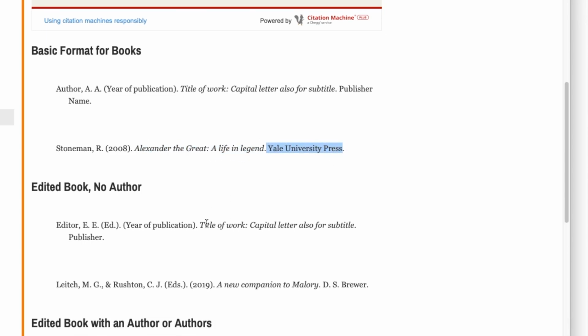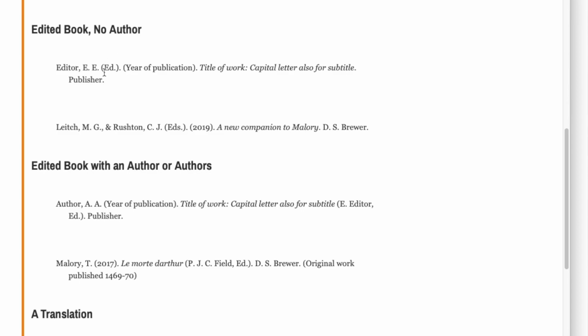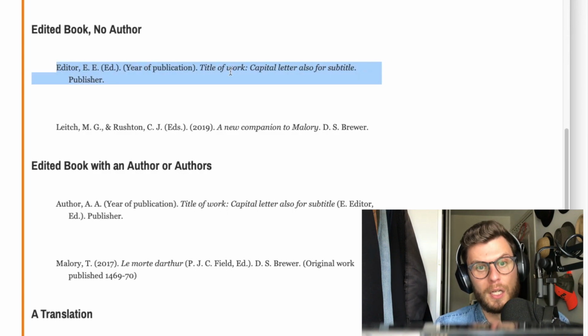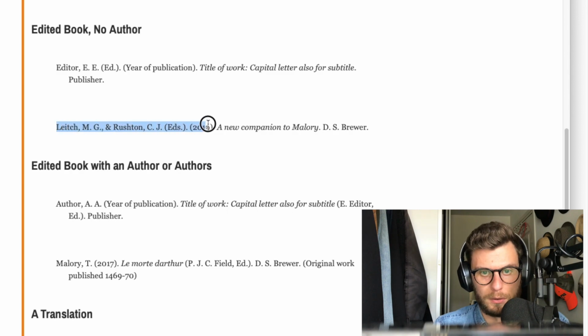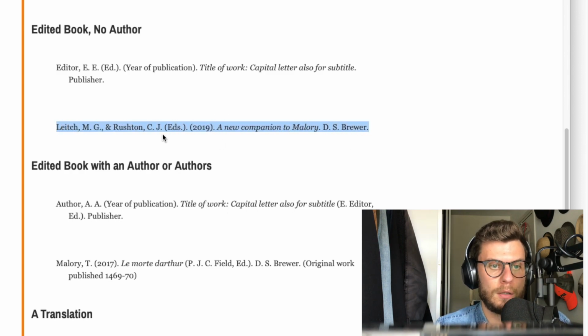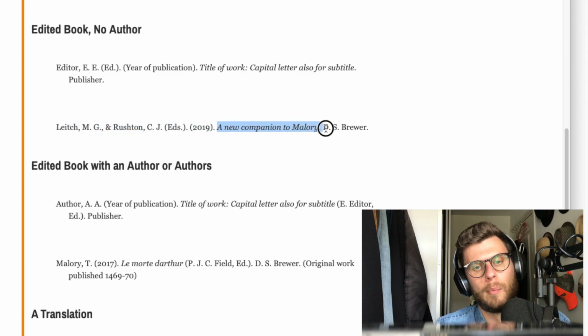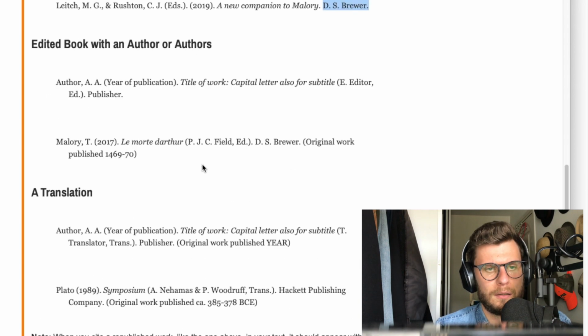Cool. What if there's no author? What you put here is the name of the editor of the book. So the editor, initial, edition, year of publication, title of the work. There you go. So editors' names, the edition, 2019, A New Companion to Malory, and then the publisher. Guys, yeah, I am getting tired. Edited book with author. Oh, God.